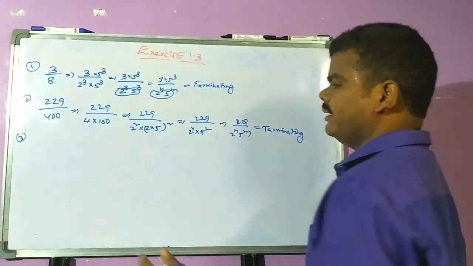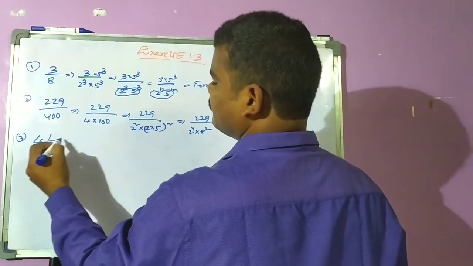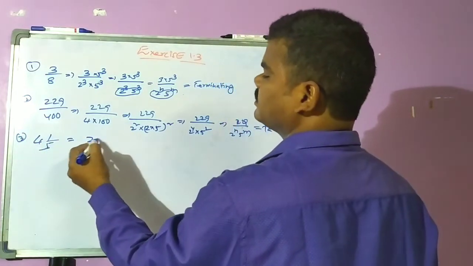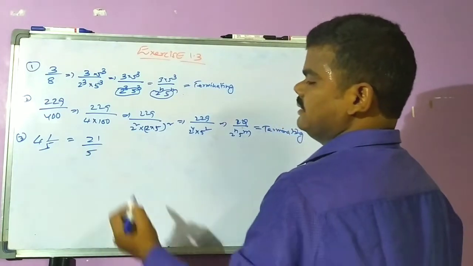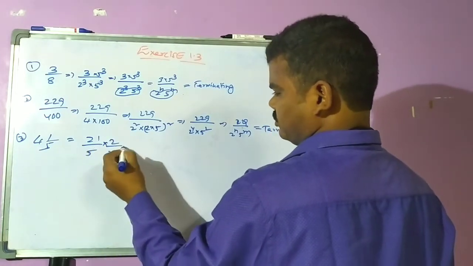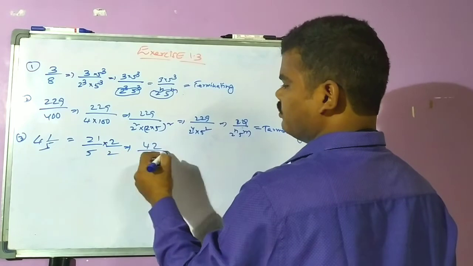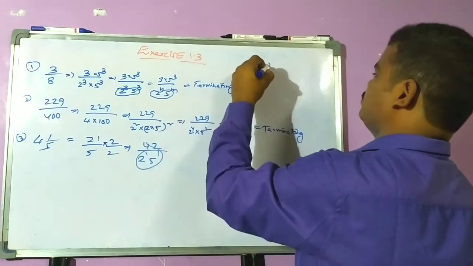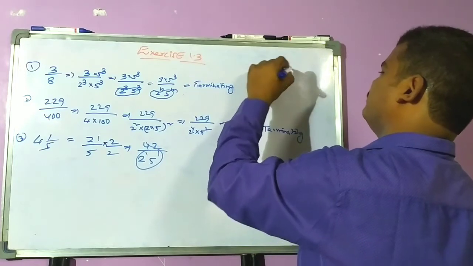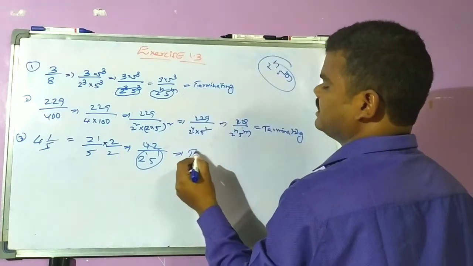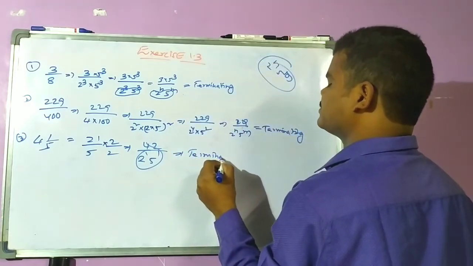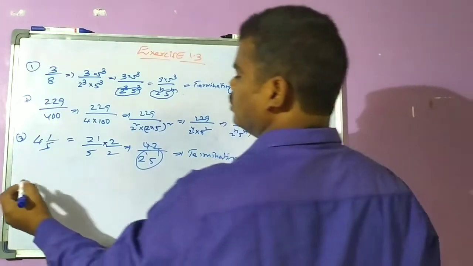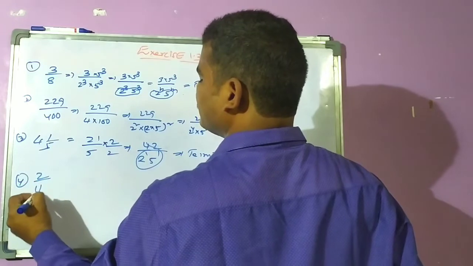Next, third one, 4 and 1 by 5. 4 fives are 20, 20 plus 1, 21. 21 by 5, multiplied by 2 by 2, gives 42 by 2^1 × 5^1. This can be expressed as 2^n × 5^m. So this is also a terminating decimal expansion.